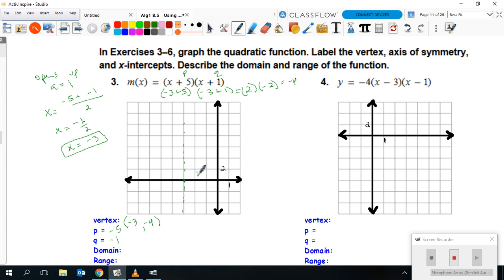So let's go ahead and plot our vertex first. Negative 3, we already know what that is, and then negative 4. Remember, these are going by 2. So negative 2, negative 4 would be there. Let me use red. So plot a point there. Now your x-intercepts, again, are right here, negative 5 and negative 1. So negative 1 is here. There's an x-intercept. Negative 5 is over here. And they should be exactly 2 away, both 2 away from the axis of symmetry.